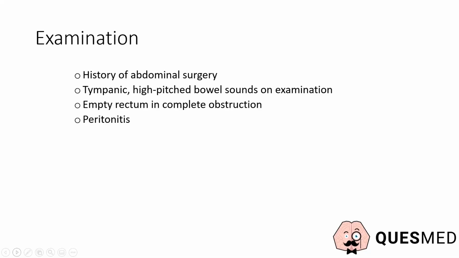So we've touched on this a wee bit, but when you're examining the patient, you want to see if there's any scars that could be indicative of previous abdominal surgery. When you're listening for bowel sounds, they're often high-pitched and tympanic, and they're often described as sounding like you're in a submarine underwater. In complete obstruction, there may be a completely empty rectum on PR exam. And if there's any necrosis or ischemia of the bowel, your patient will have a peritonitic abdomen.